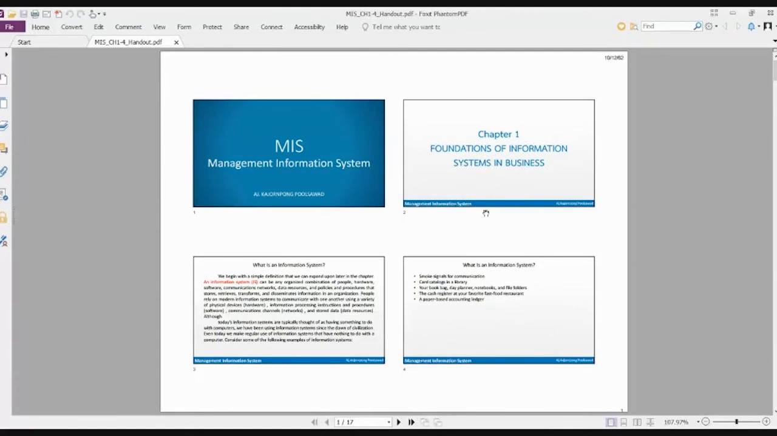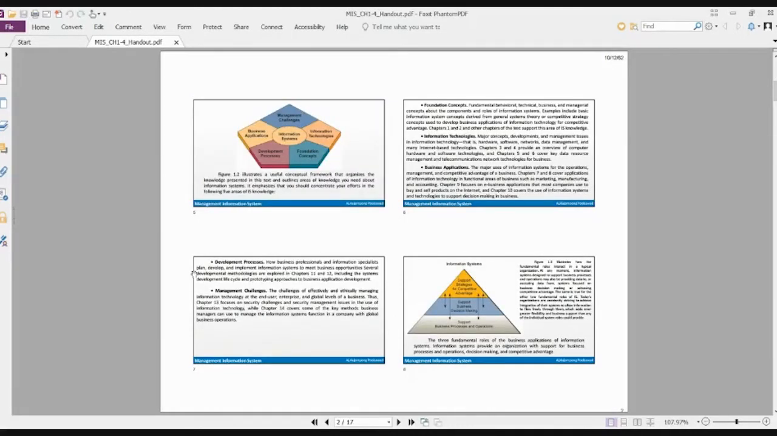Ten written questions, two points each. Okay. So the first chapter that we're gonna cover is the foundation of information systems in business. Okay. What is the application?